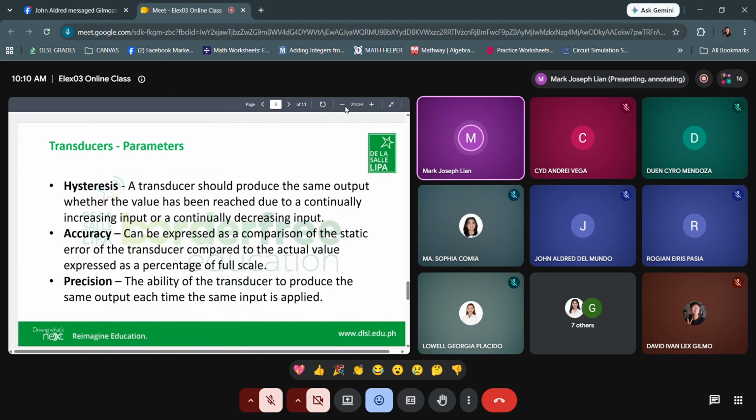Precision, the ability of the transducer to produce the same output each time the same input is applied. So, minsan ay kahit pare-pareho yung ating ginawang condition, nag-iiba-iba ng konti yung ating output. That corresponds to precision.